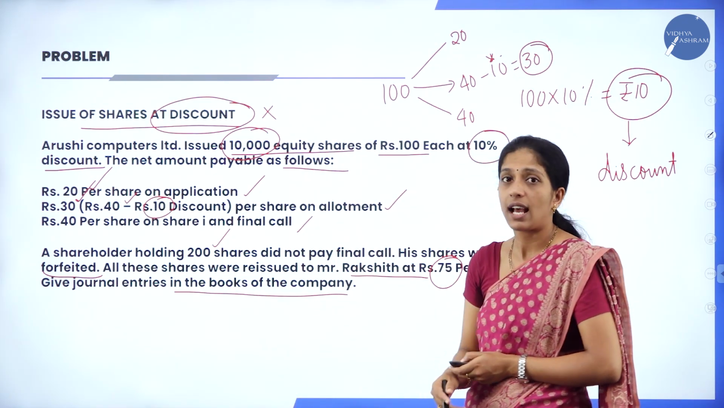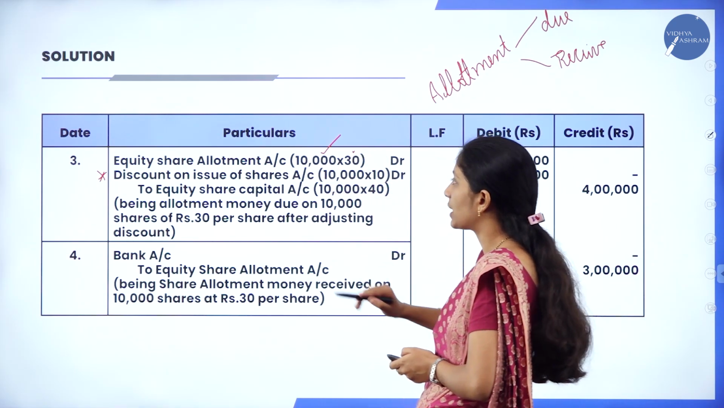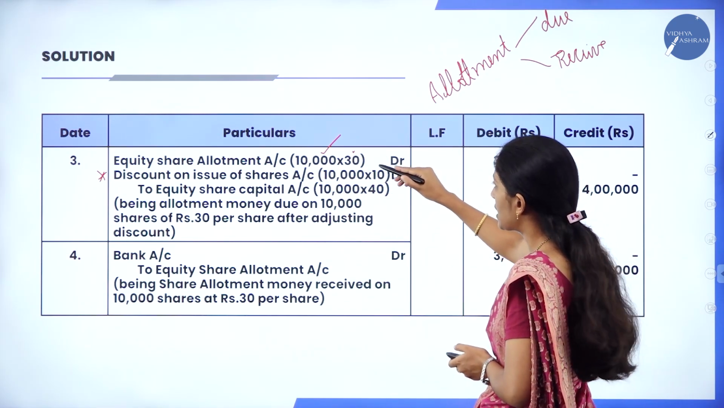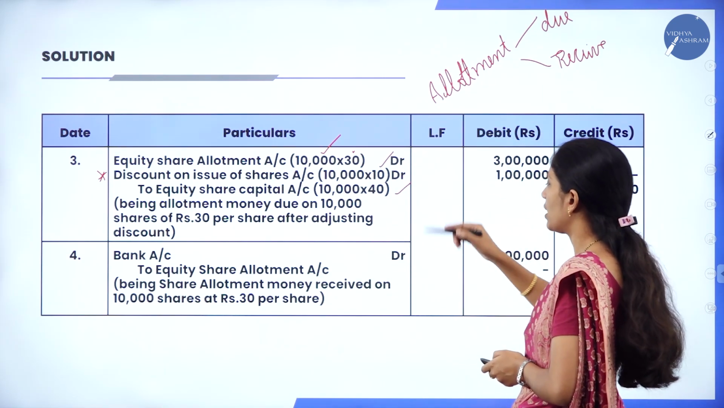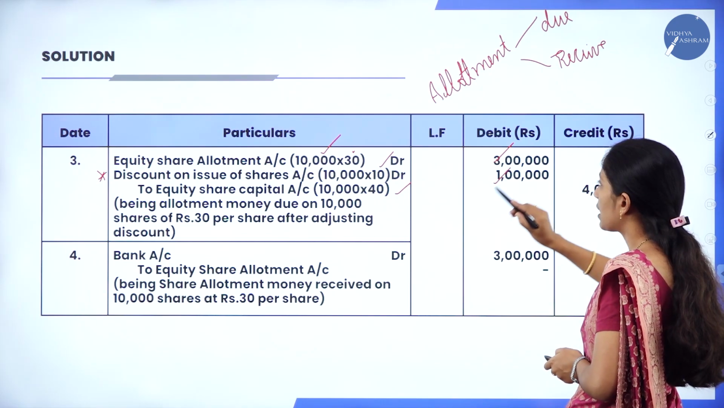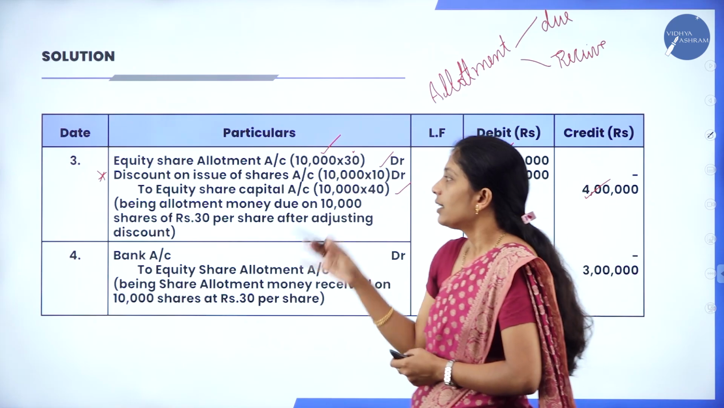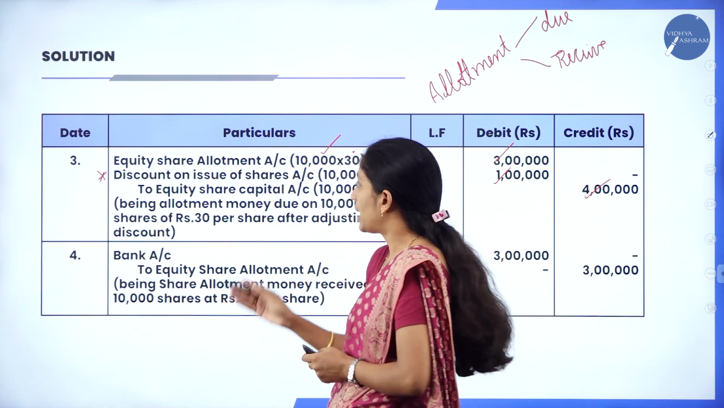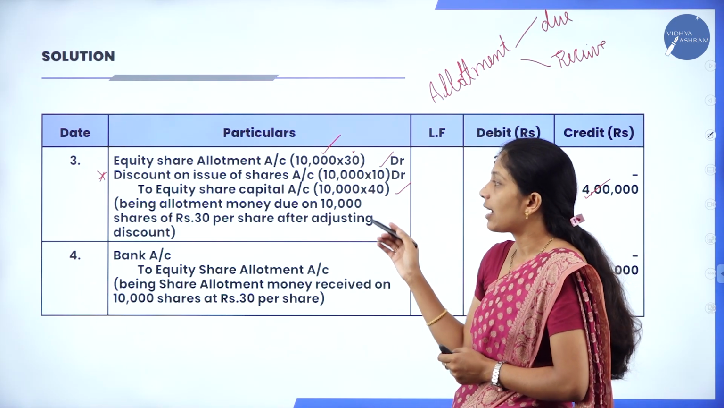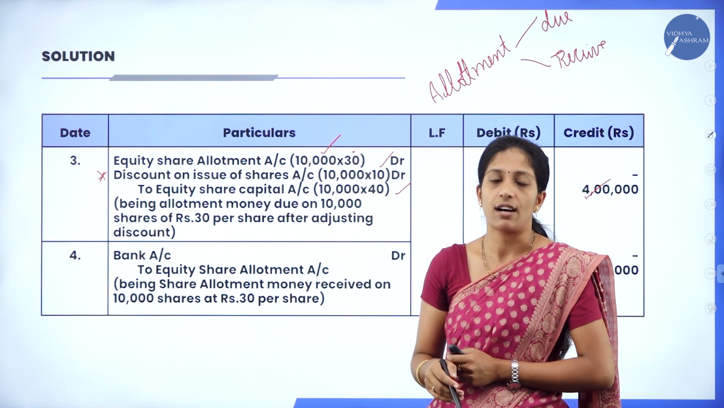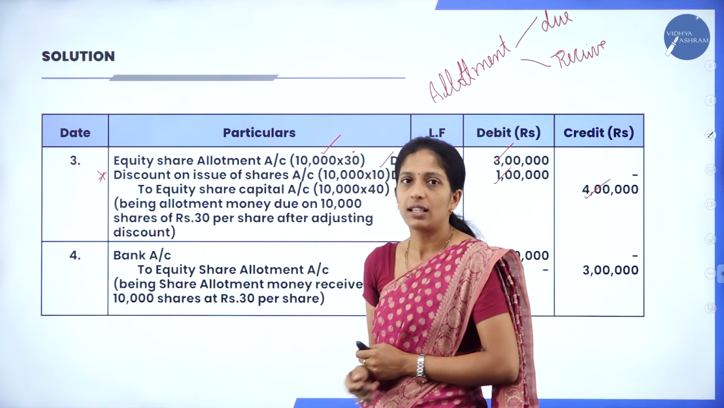So how do you transfer? Equity share allotment 10,000 into 30. Discount is 10 rupees, 10,000 into 10, to equity share capital 10,000 into 40. So 10,000 into 30, 3 lakh, 10,000 into 10, 1 lakh and 10,000 into 40, 4 lakh. Now write the narration: being allotment money due on 10,000 shares of ₹30 each after adjusting the discount. So we had a discount of 10 rupees also. So that is your third entry.